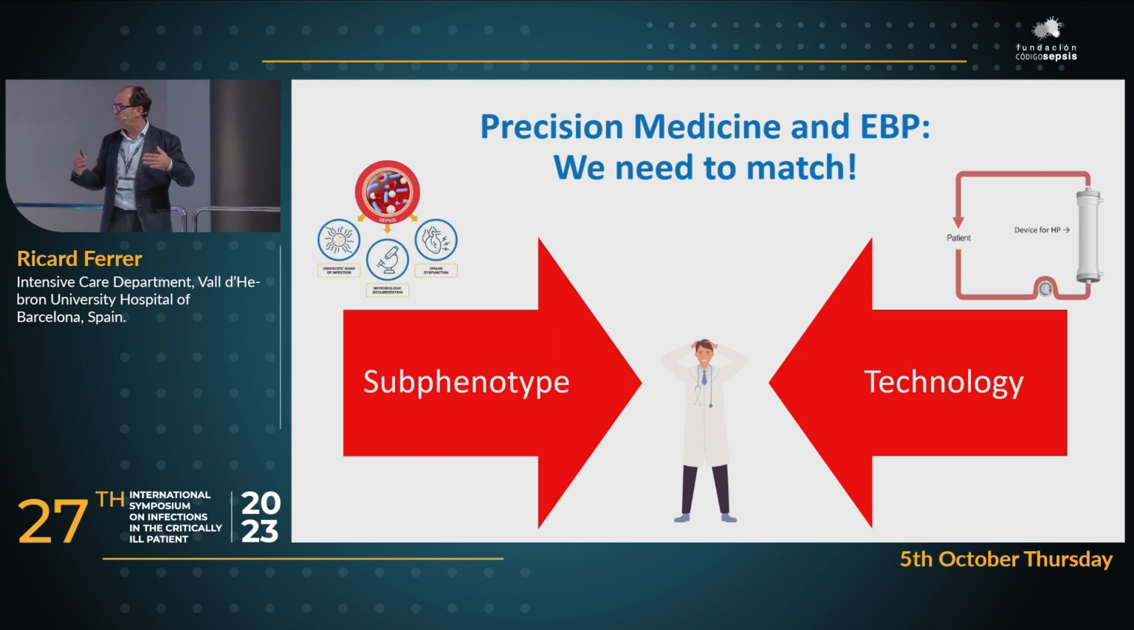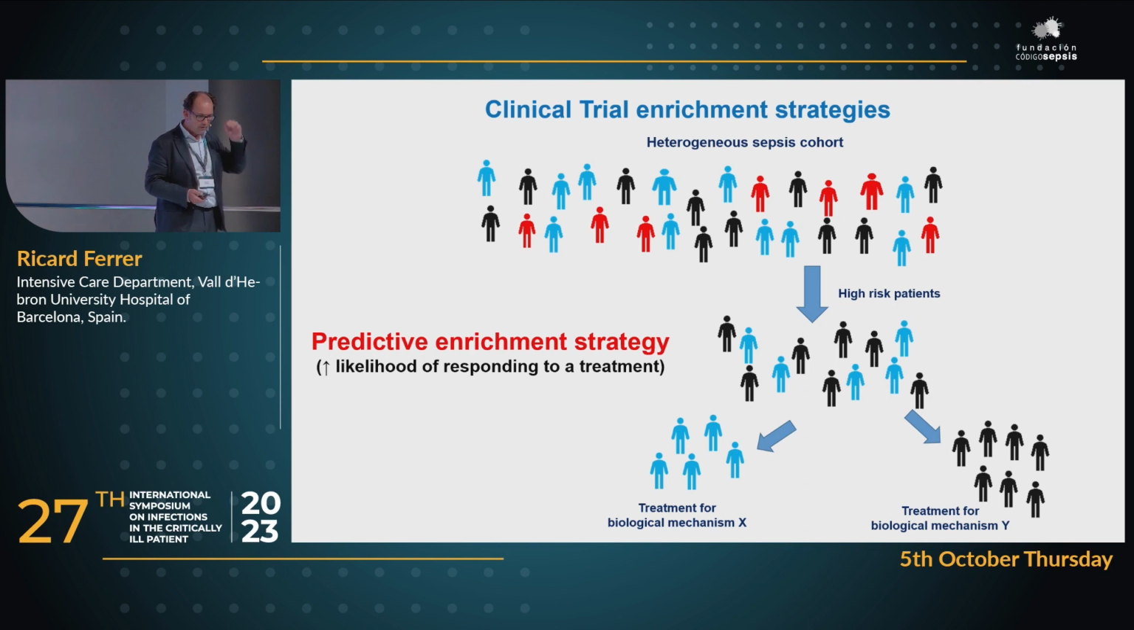So at the end, when we are talking about precision medicine, we have to match this specific subphenotype of patients with the adequate therapy. So we have to do this matching. We have to select the right patients for the right therapy. And you have seen that it's a huge list. So in fact, I think if you are thinking that you want to do blood purification, you need several devices because each of them has different approaches. So we need to match these two strategies.